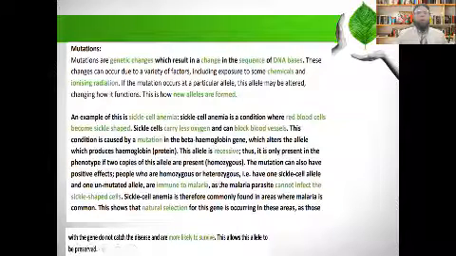The mutation can also have positive effects. People who are homozygous or heterozygous, that is, have one sickle cell allele and one unmutated allele, are immune to malaria.